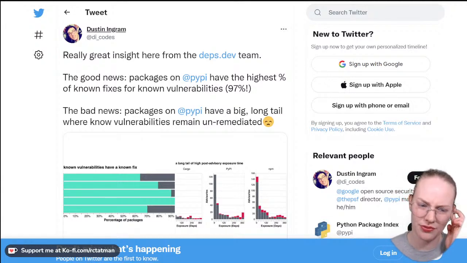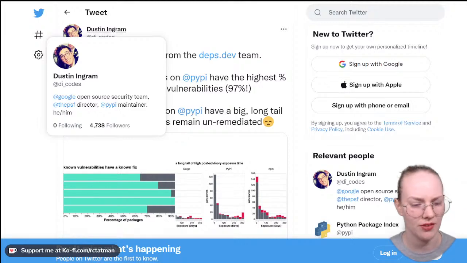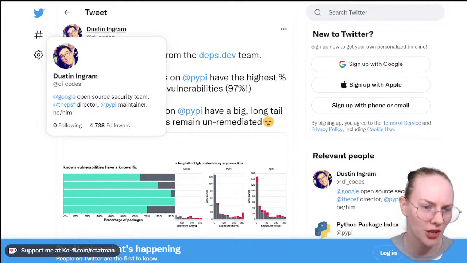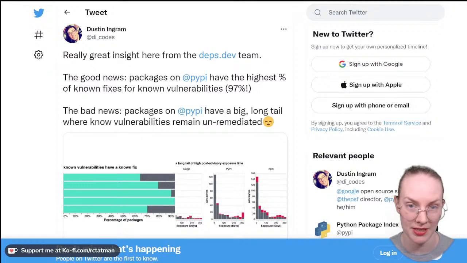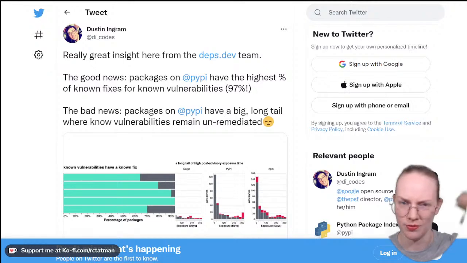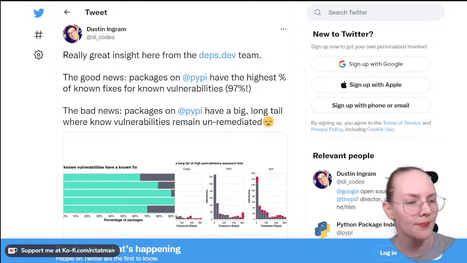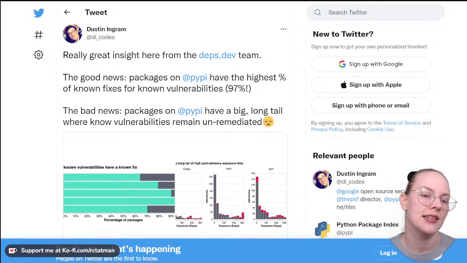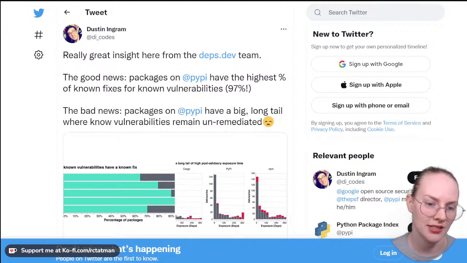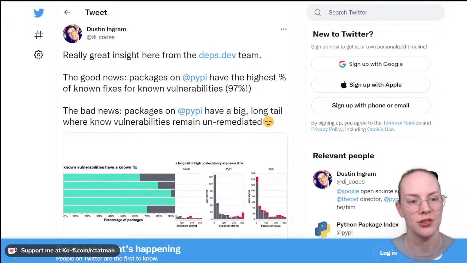Dustin, I think we've looked at a tweet thread from Dustin relatively recently. He is on the Google open source security team and is a PyPI maintainer and PSF director. If you're super deep in the Python community, you're probably already familiar with him. And he shared this report about the state of known vulnerabilities on PyPI packages, or PyP or PyPI, however you prefer to say it.